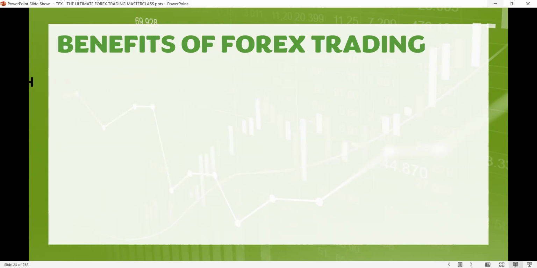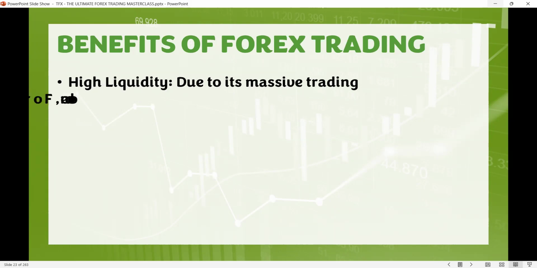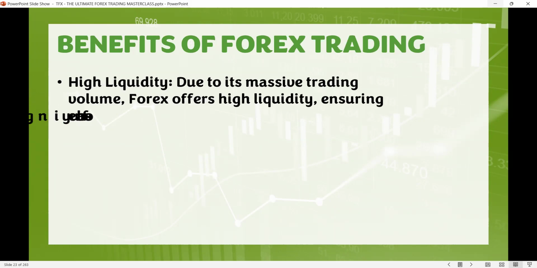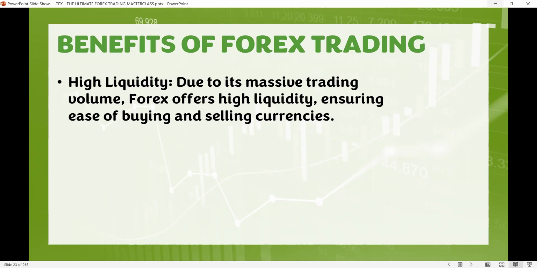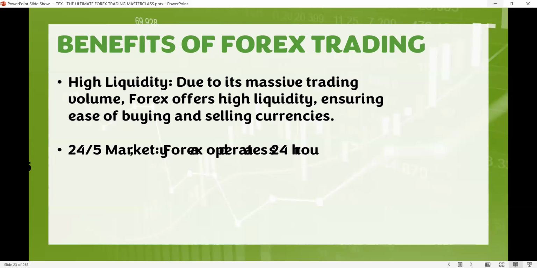So now let's look at the benefits of Forex trading. We'll look at 6 of them. Number 1, high liquidity. Due to the massive trading volume of Forex every day, Forex offers high liquidity, ensuring ease of buying and selling of currencies. So the high liquidity gives us the opportunity to buy and sell currencies easily.